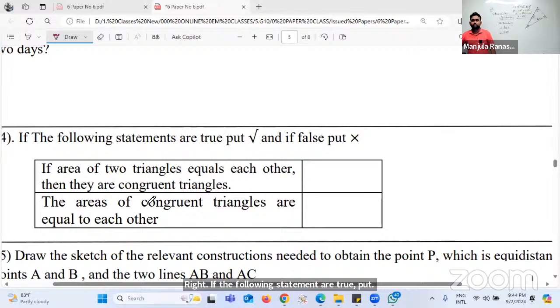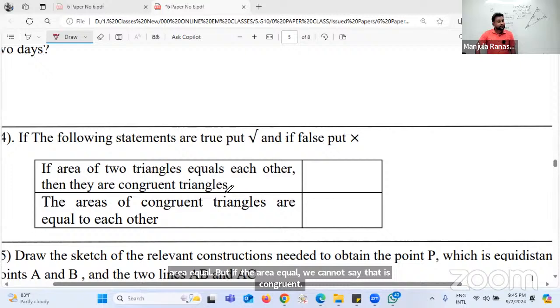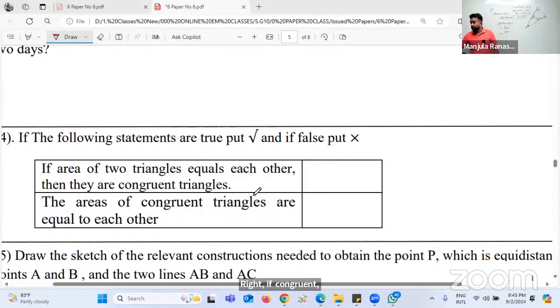If the areas of two triangles are equal to each other, then they are congruent triangles. Remember that that is wrong. Why is that the case? Remember always, if triangles are congruent, their areas are equal, but if the areas are equal, we cannot say they are congruent. If congruent, the areas are equal, but the other way is wrong.